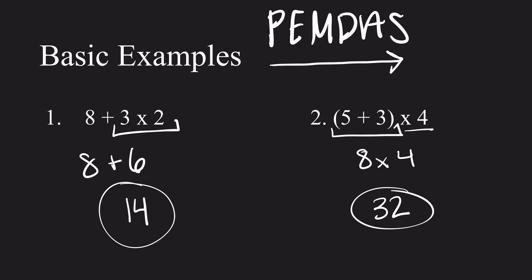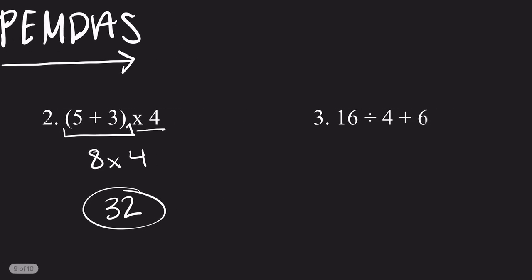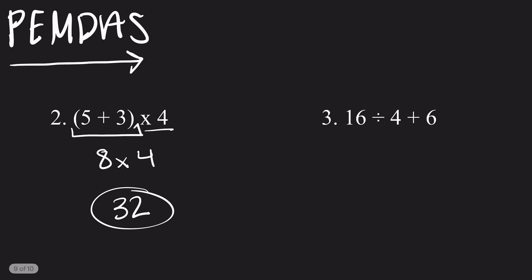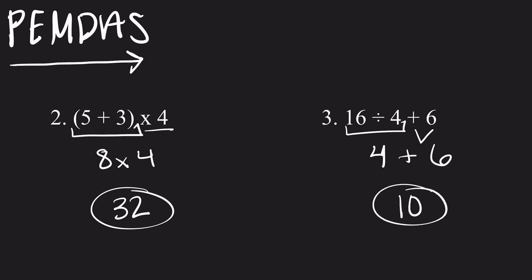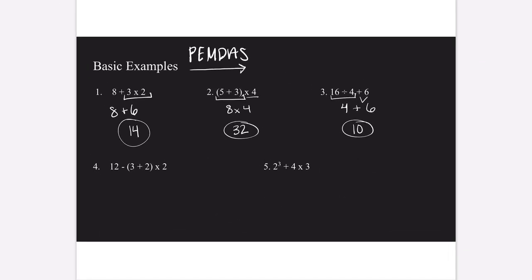All right, not too bad for the first ones. Here we go again. Next, no parentheses there. I'm not seeing any exponents. I'm seeing division. That's going to be the first thing I see. 16 divided by 4 is 4. And we're just going to carry down this plus 6, which makes 10. All right, those were basic.